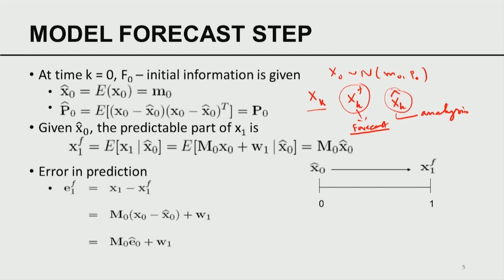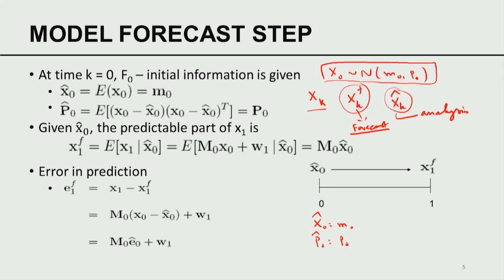So initially at time 0 I do not have any observation, the only information I have about the initial state is that it is normally distributed. Therefore what is my initial analysis? My initial analysis is the mean of the initial distribution. So what is the initial analysis covariance? Pk hat, that is equal to P naught.